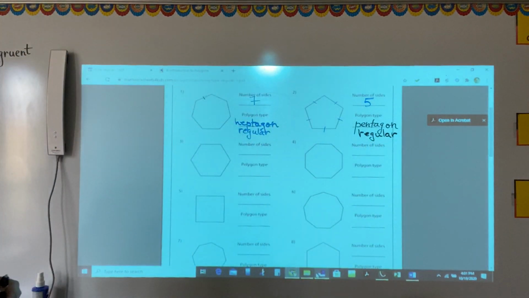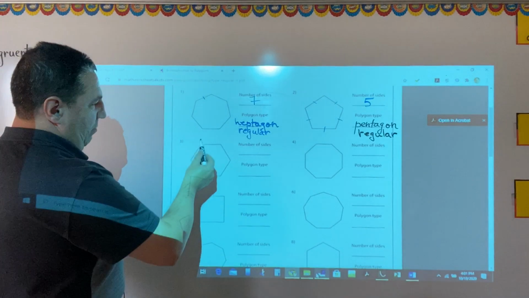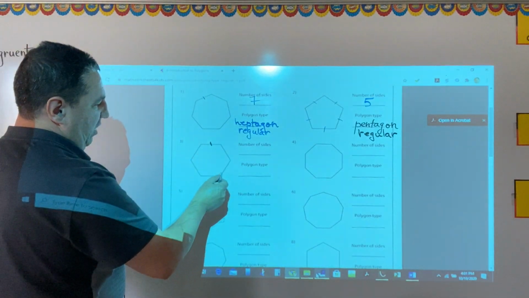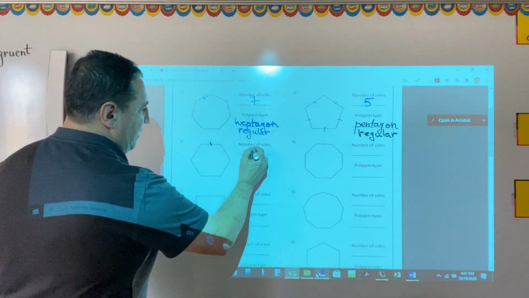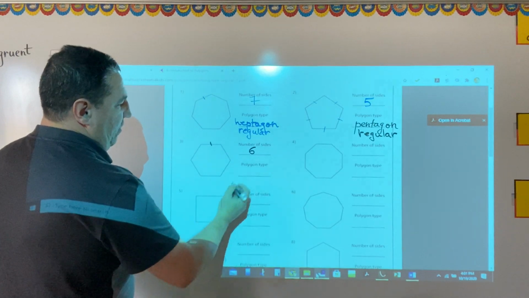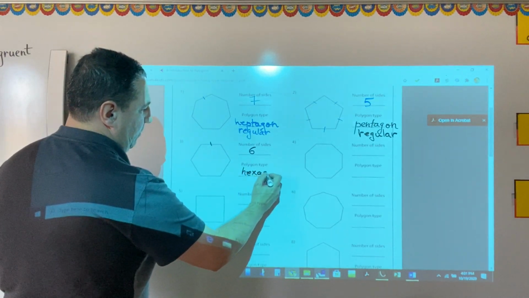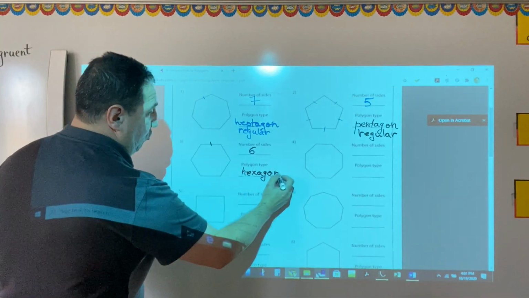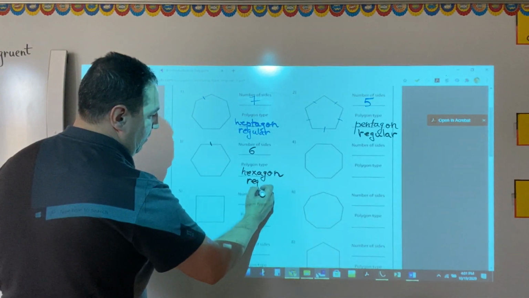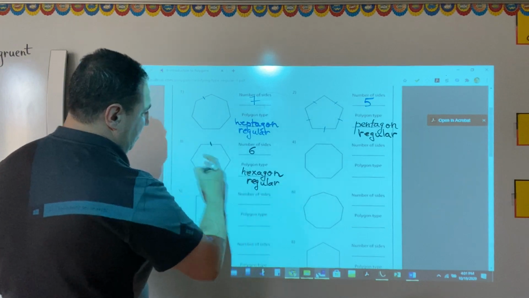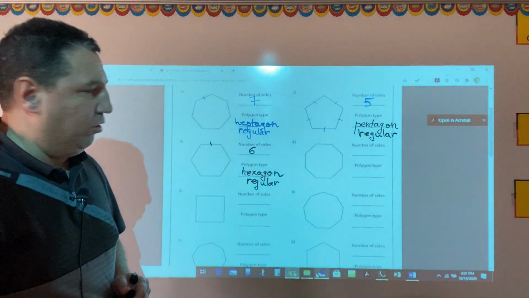Next. Again, we count the number of sides. 1, 2, 3, 4, 5, 6. 6 sides, and its name is hexagon. And it also is regular because all sides and all angles are congruent.